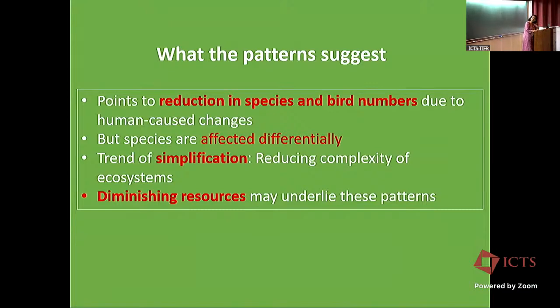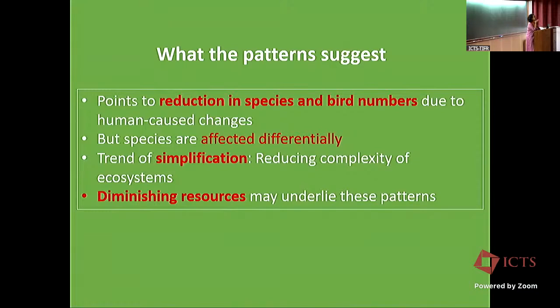What do the patterns overall suggest? Basically, we find that there's a reduction in bird numbers and bird species because of human-caused changes, such as urbanization, management of forest, and degradation, right? But we also find that species are affected differently. There's a lot of nuance in species biology.